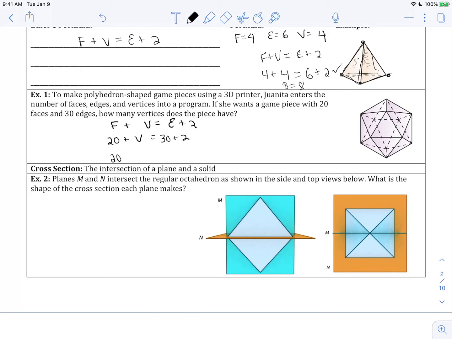I'm going to simplify, so I get 20 plus V equals 32. I'd subtract 20 from both sides, and I'd get V equals 12. So there are 12 vertices, right?